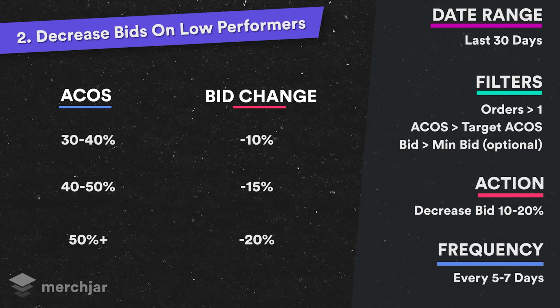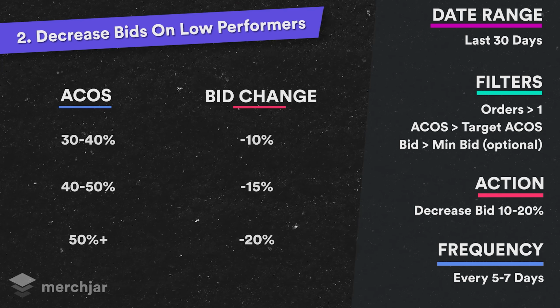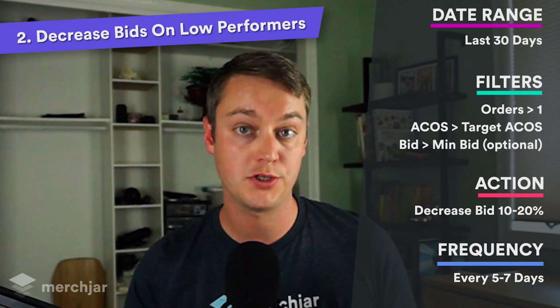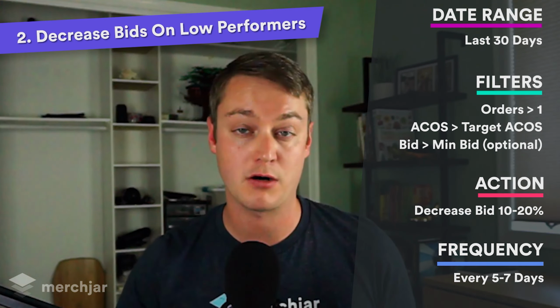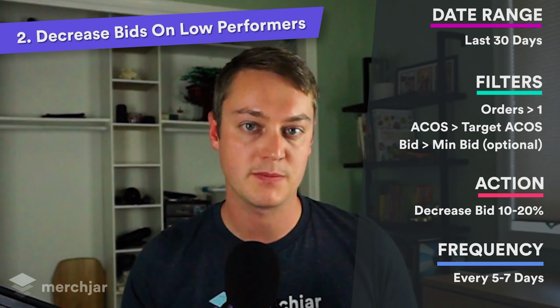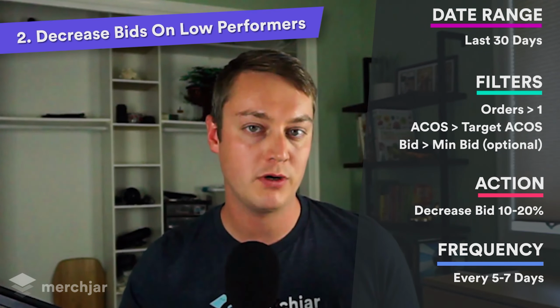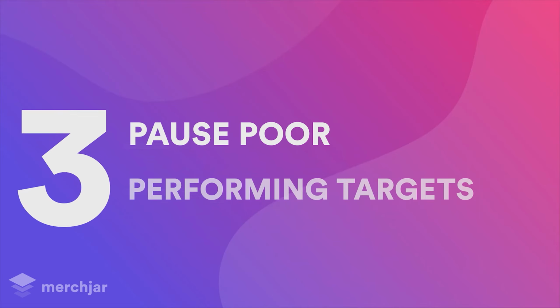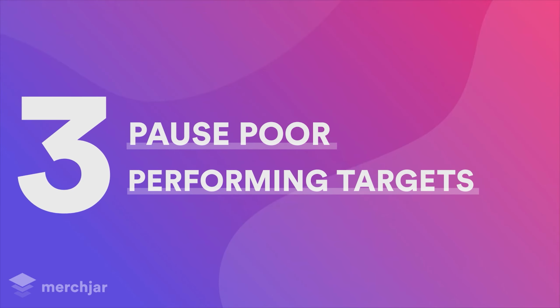Remember, small incremental changes are the name of the game. We don't want to make too many changes too fast or by too much so that we don't throw anything too far out of whack. These low performers are still generating orders, just at a more expensive level than we'd like. So we don't want to lower bids by so much that we just stop getting impressions on them.